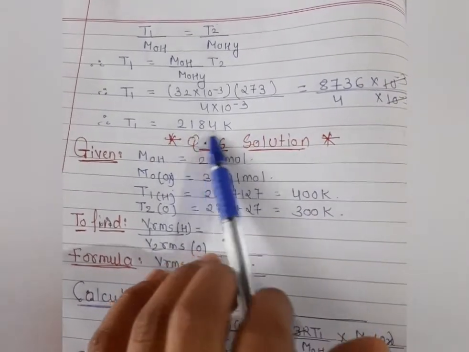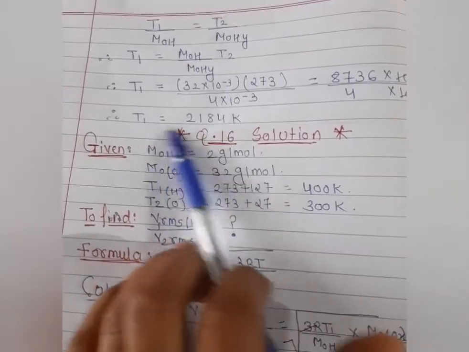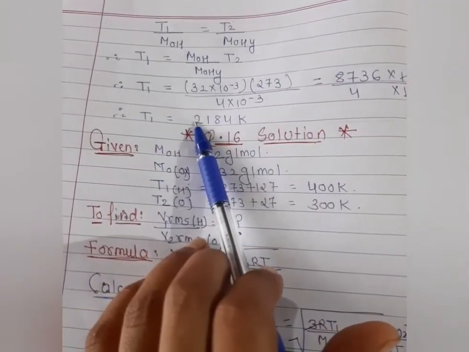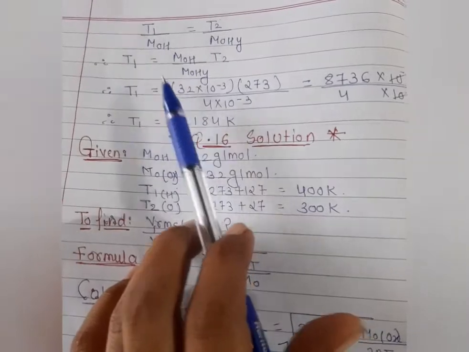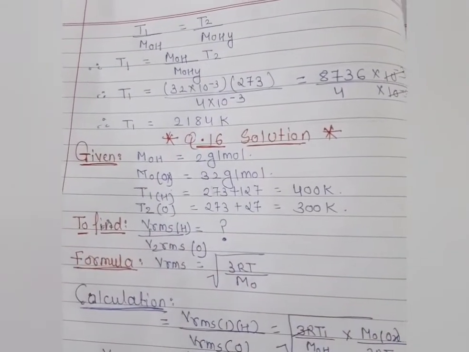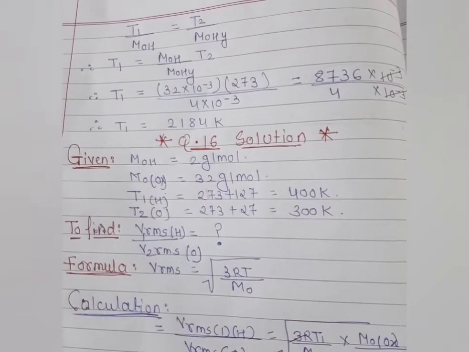8736 divided by 4, the answer is 2184 Kelvin. So here we are getting that at this temperature, both gases have the same RMS velocity.